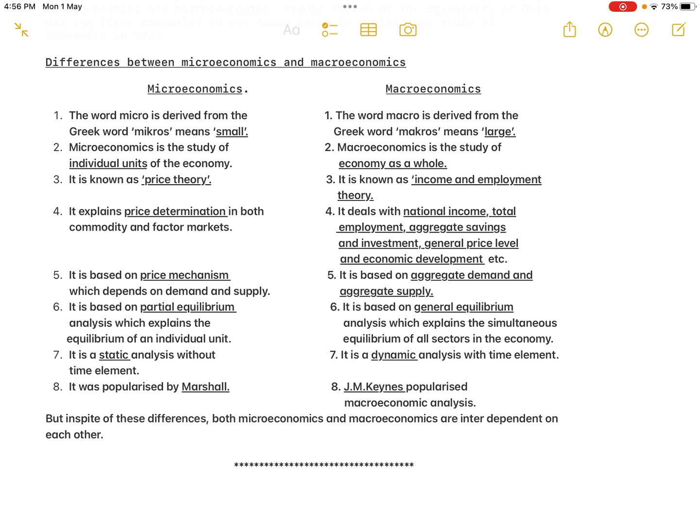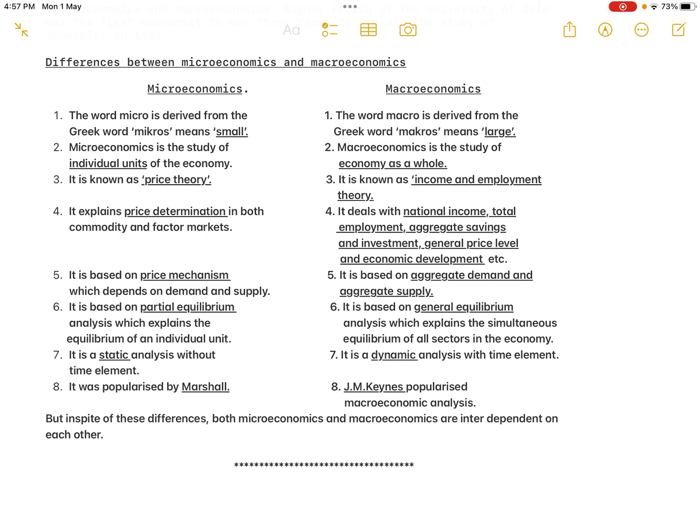And finally, the 8th point: microeconomics was popularized by Alfred Marshall, whereas J.M. Keynes popularized macroeconomic analysis. J.M. Keynes popularized macroeconomic analysis by publishing his book General Theory of Employment, Interest and Money in 1936. So the popular theory is known as the Keynesian theory of employment. After the Great Depression in the 1930s, after the publication of J.M. Keynes's book, macroeconomics became popular. So the credit for popularizing macroeconomic analysis goes to J.M. Keynes. Okay, so these are all the differences between microeconomics and macroeconomics.